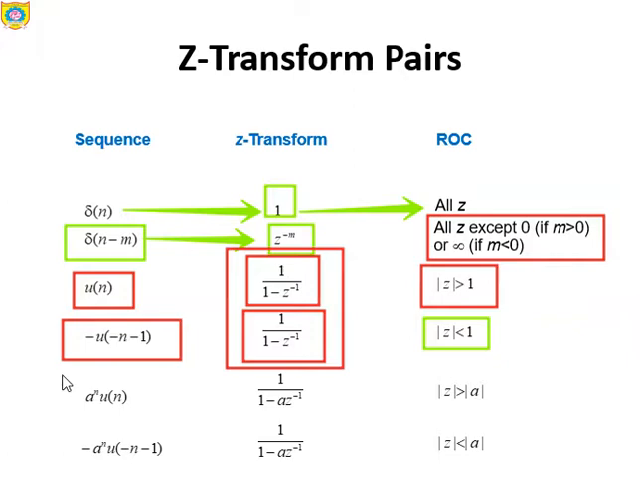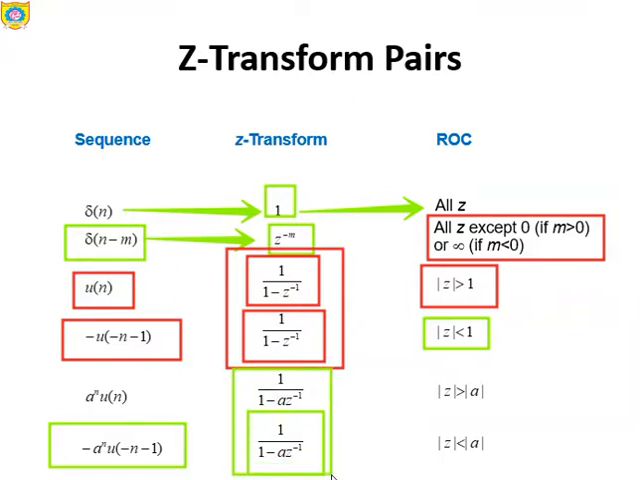Next is a raised to n u of n. For this, we have the Z transform 1 upon 1 minus a z inverse, and its ROC will obviously be mod z greater than mod a. Similarly, for the left sided sequence, it is 1 upon 1 minus a z inverse, the same as the earlier case. The difference is this quantity: the ROC will be mod z less than mod a.